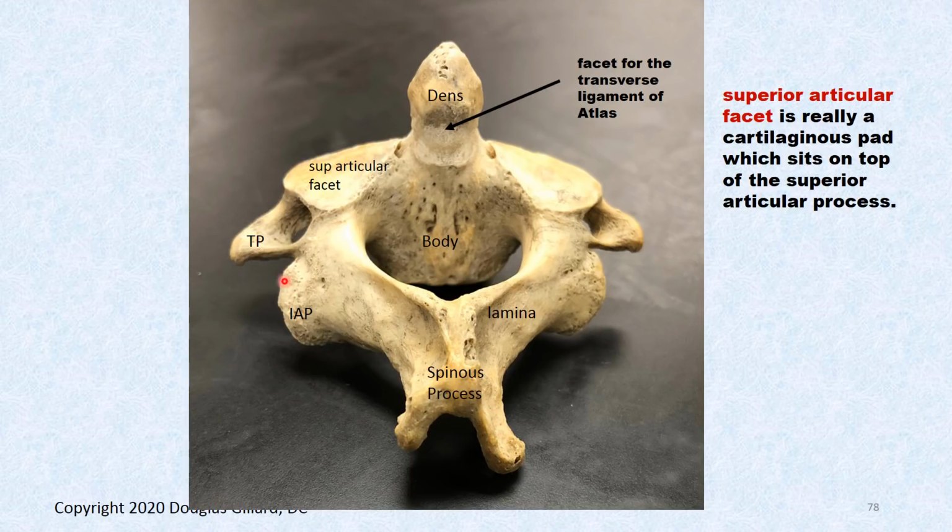bifid spinous process, transverse processes here. And then it's got these helicopter landing pads, right, superior articular facets. And then the dens has a gigantic, see that? See this big circle here? That's a pad of articular cartilage. There's a real synovial joint right here. And that's for the transverse ligament of Atlas. Remember how that came across it like that to hold it in place.